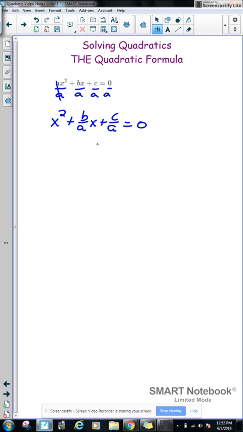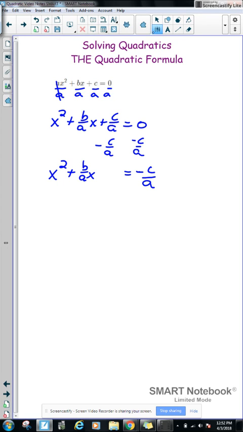And the next step would be to move over your constant term. So this would yield x squared plus b over a x, we'll leave a little bit of a gap, is equal to negative c over a.